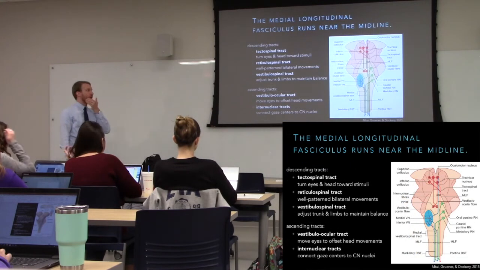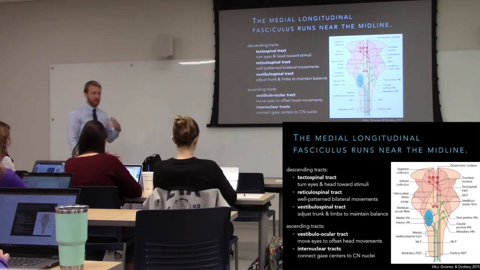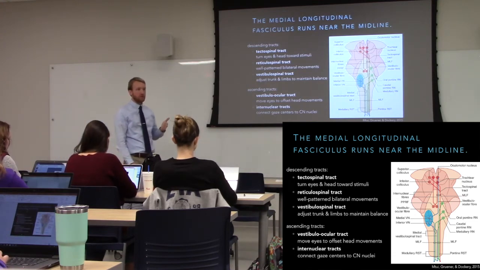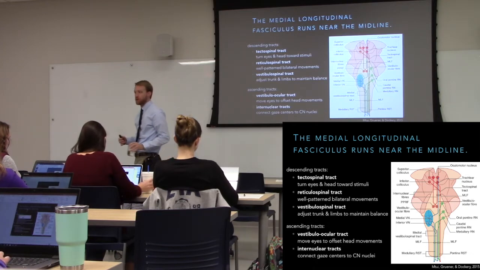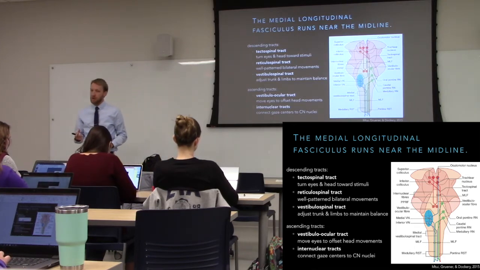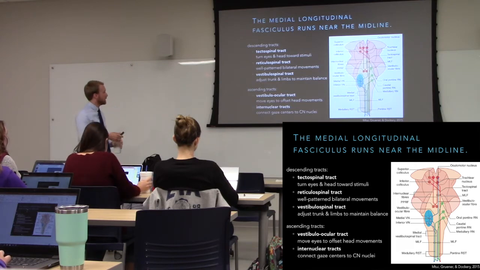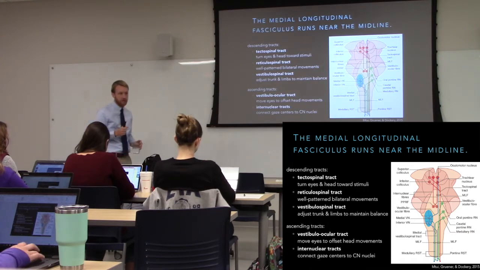Not all of our tracts are going to deal with the cortex like we've seen for corticobulbar or the corticocerebellar loop or the trigeminothalamic tract. Some of them are going to stay local, like that vestibulo-ocular tract, for example. This just links our vestibular nuclei to gaze centers so that when we turn our head, we turn our eyes in the opposite manner so we can keep our gaze fixed.